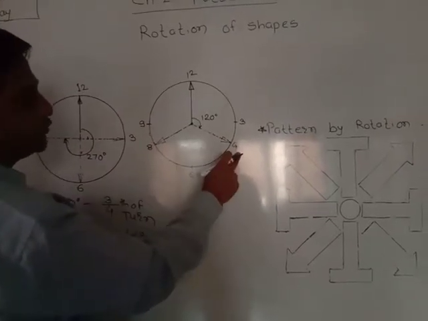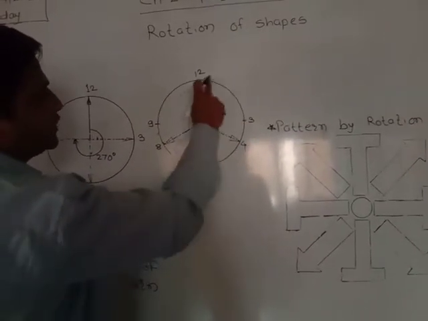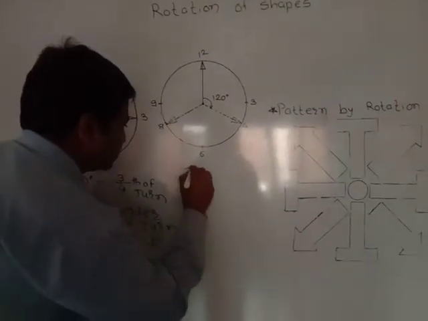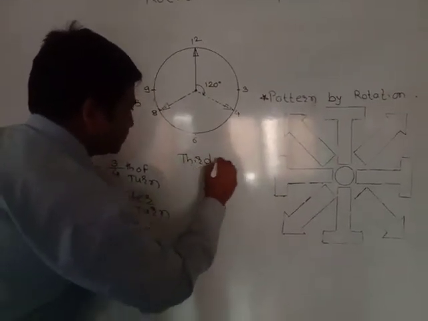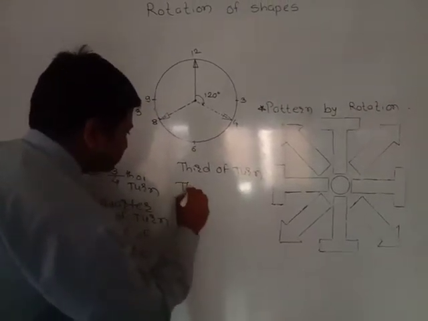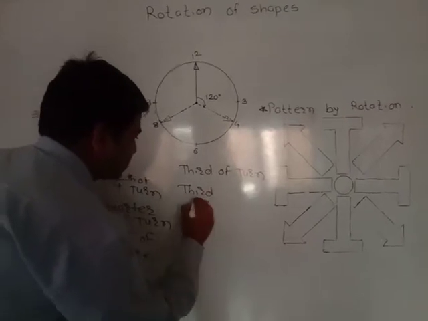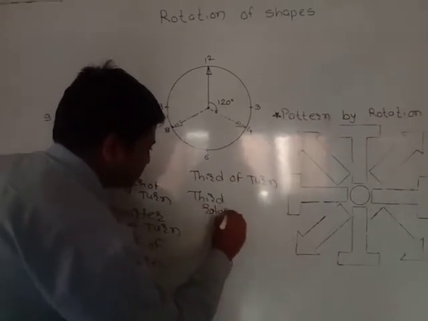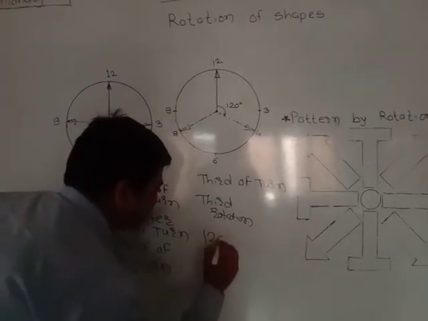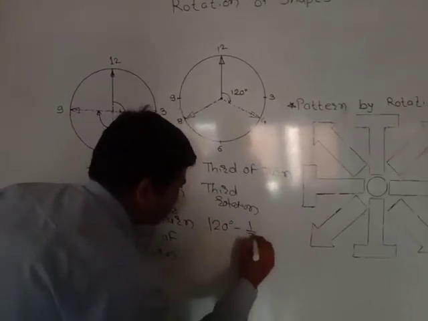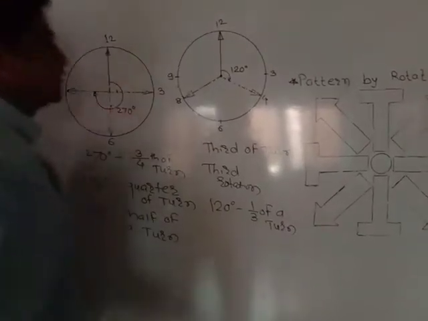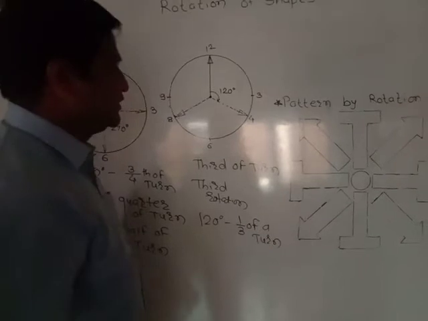So 12 to 4, this particular part is 1/3 of a circle, known as a third of a circle, a third of a turn or a third rotation. So this is 1/3 of a turn or 1/3 rotation. So a 120-degree rotation is 1/3 of a turn. So a 1/3 turn is nothing but a 120-degree rotation.